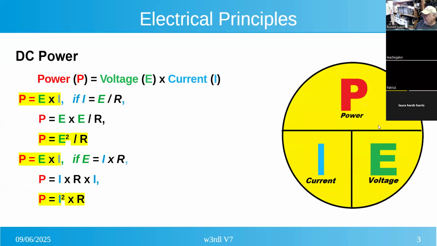And again, we have our little pie chart. This one actually spells pie. We do it the same way. If we want to find power, we just cover that up and it would be current times voltage. If we want to find the current, it would be the power divided by the voltage. And if we want to find the voltage, it would be the power divided by the current. Works just like Ohm's law.